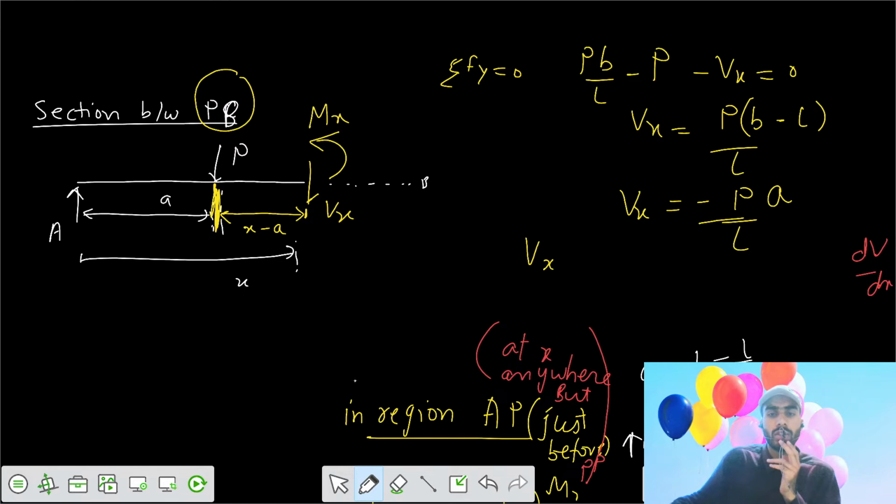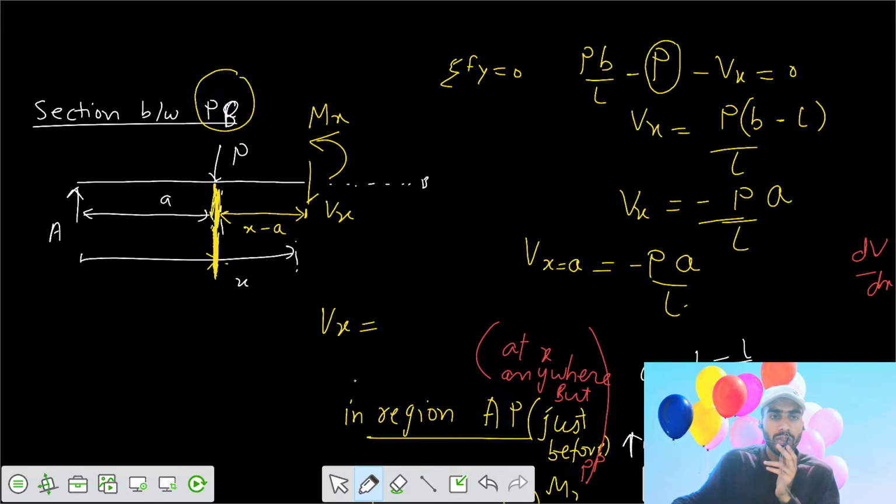For Vx, shear force at x equals a, when we cut the section such that we include the effect of P also in the equation, since we got the equation in terms of P also. Now if we want the value of shear force when x is just equal to a, that is equal to minus Pa by L, negative Pa by L.